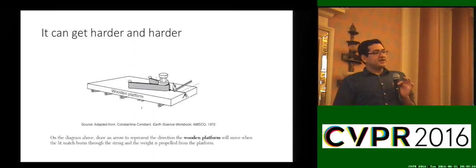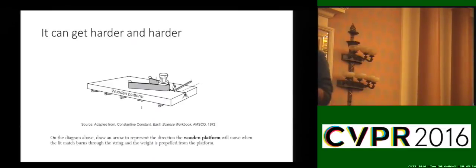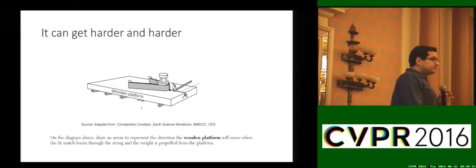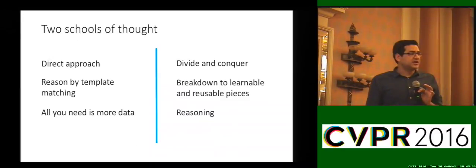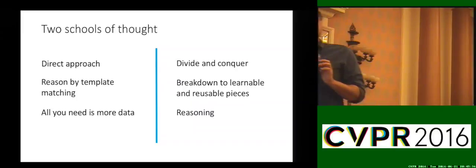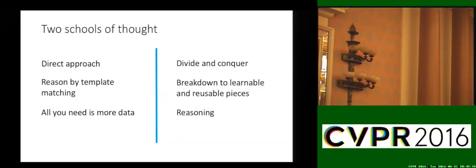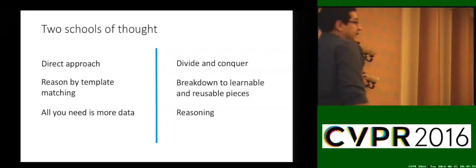So when I was looking at this, it was clear to me that this is hard. There are so many things that I need to deal with to be able to answer questions like this. And I imagine there are two schools of thought on this problem. The first one would be to continue with what most VQA systems do right now: a direct approach to the problem. Let me grab as many exciting examples as I can, and do what I want to call reasoning by template matching.